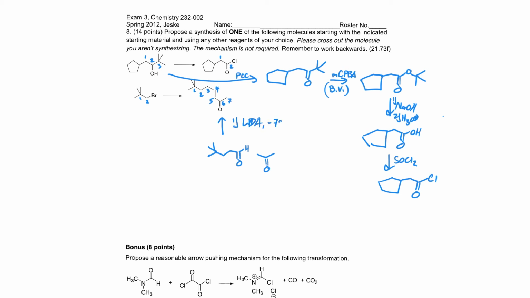So the first thing I'm going to do is LDA at minus 78. I'm going to react that with acetone, and then I'm going to deprotonate the acetone. In the second step, I'm going to add my aldehyde, and then with some heat, we can get it to eliminate to form the alpha-beta unsaturated carbonyl species. So really acetone is easy to buy. I think it's this piece that we have to make, right?